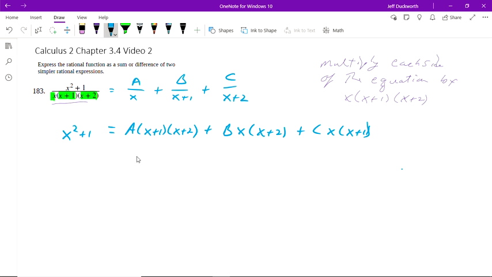I'm going to make up one more step here before we continue. I'm going to leave the a, b, and c out on the sides of these, but I'm going to distribute everything else. So a times, when I FOIL this, I get x squared plus 3x plus 2. This one I just distribute the x, so it's b times the quantity x squared plus 2x. And similar, this is c times the quantity x squared plus x.